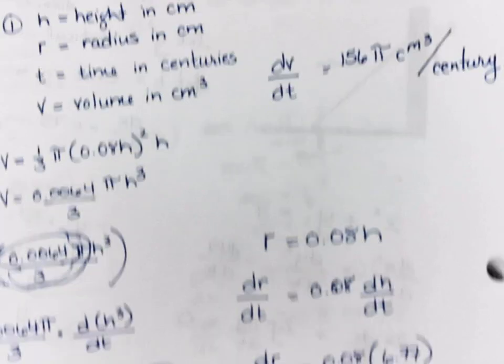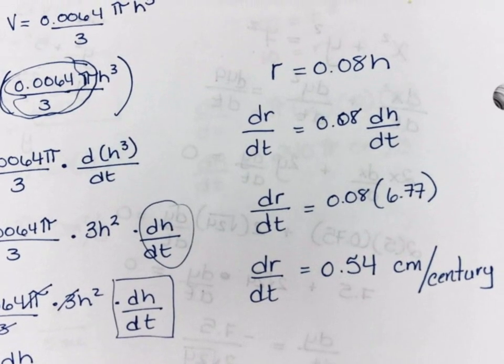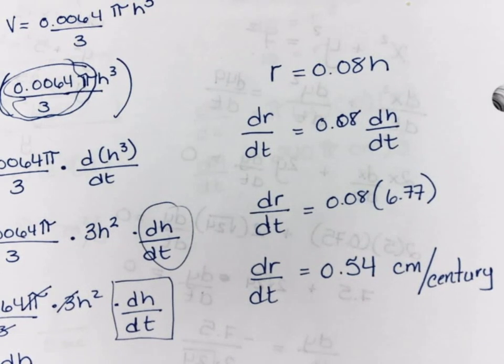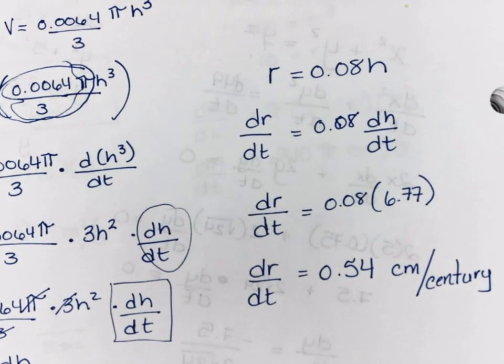And so we got 0.54 centimeters per century. This is my least favorite lesson in the entire course, and you just have to survive it, and we will get through it. I hope not to put too many running questions on things.